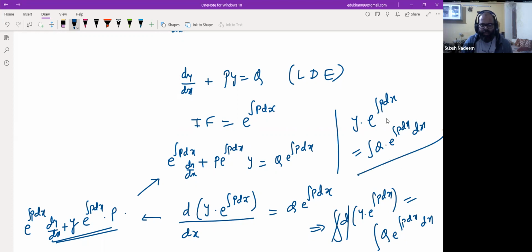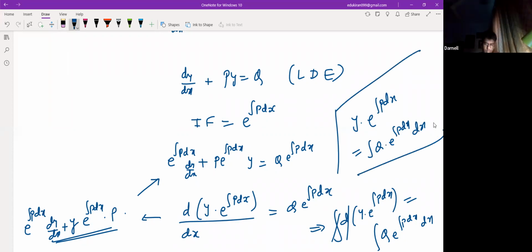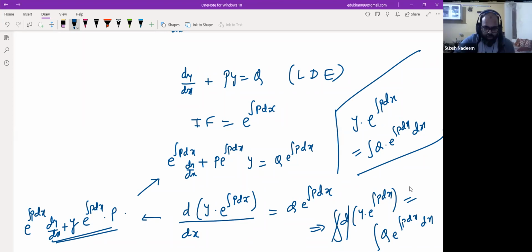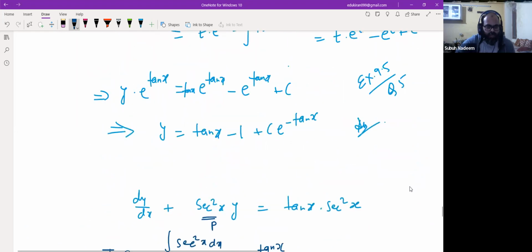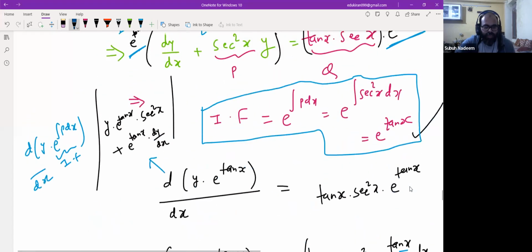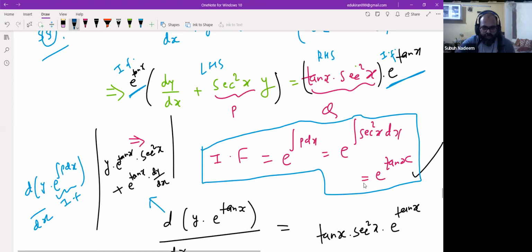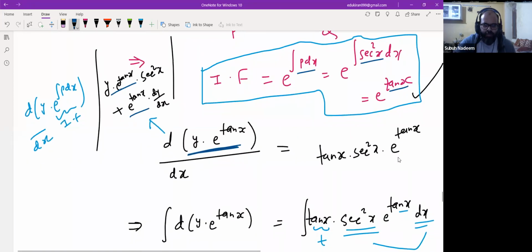Are you getting it? Yes, sir. So this is what we do in linear differential equations, that I showed you by an example. The same thing we are doing here: we have taken the integrating factor, e to the power integral of p dx, which is e to the power integral of sec square x dx, which becomes e to the power tan x. So we write it as y into e to the power tan x, and on the right hand side also we multiply e to the power tan x.